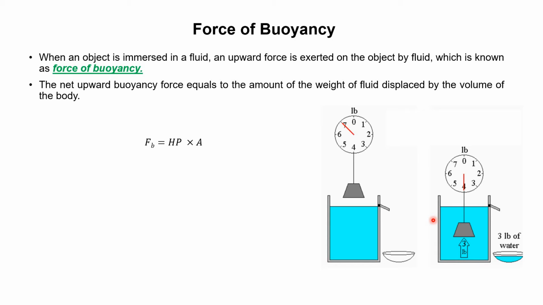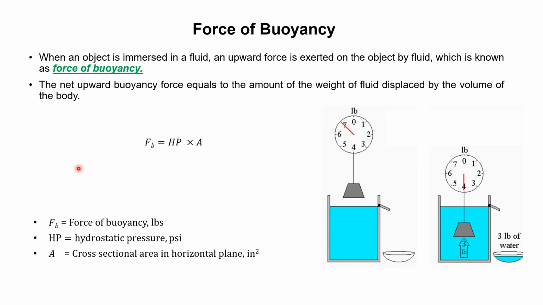The formula which is used in the oil and gas industry for the calculation of force of buoyancy is given here. Force of buoyancy is equal to HP into A. Here FB is the force of buoyancy in pounds, HP is the hydrostatic pressure of the fluid in which the solid block or any other material is immersed, and A is the cross-sectional area in the horizontal plane of that object.